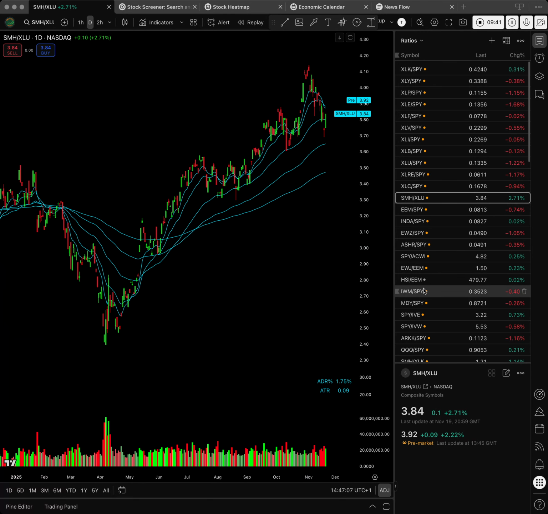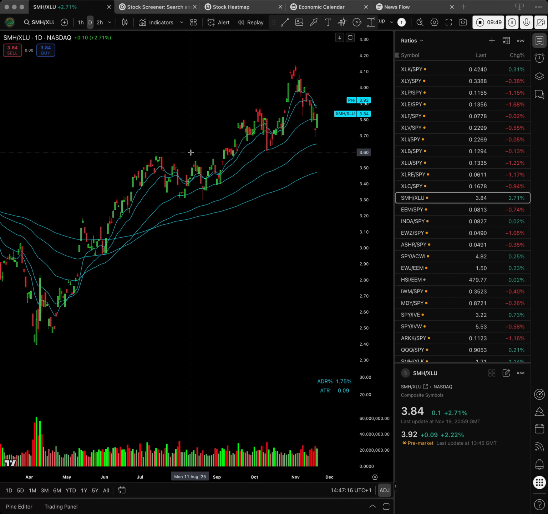So these are a lot of indicators here that I've made, a lot of ratios. Also something I like to use, the semiconductors against utilities. This is just another gauge of risk on, risk off sentiment. So it seems to be improving here, guys, especially of course after the Nvidia announcement, which is sure to improve sentiment, I guess.